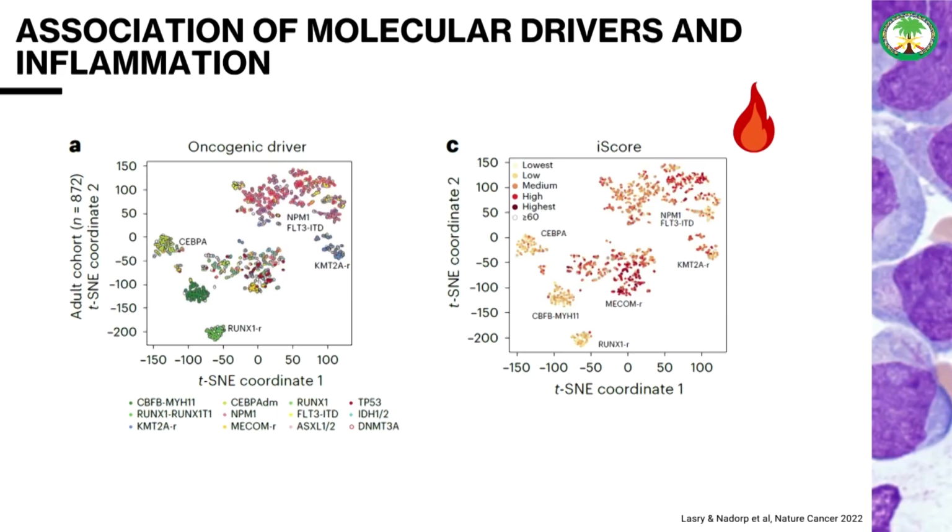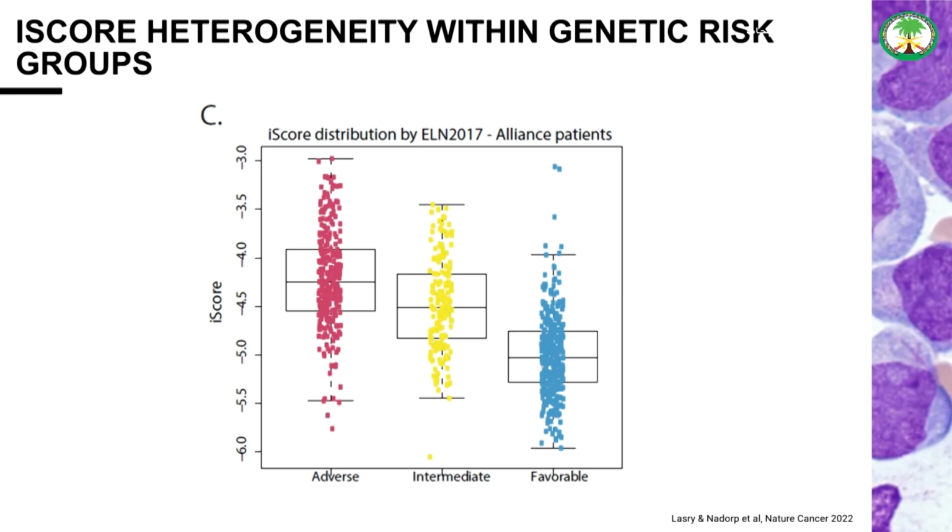And this was exactly the case. On the left side, you could see it in a t-SNE plot, where Martin annotated a lot of the different driver mutations in AML. On the right side, you can see that the more red a dot is, the more inflammation, or a higher I-score, this patient has. It is enriched in certain molecular subtypes, but it's not a complete association.